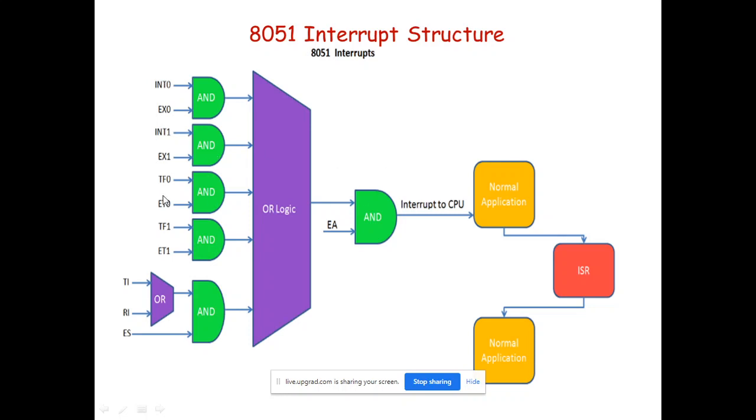In a similar way, this AND gate is for timer 0. This AND gate is related to timer 1. This AND gate is related to serial communication. In serial communication, there are two sources. One is when the transmission is over.